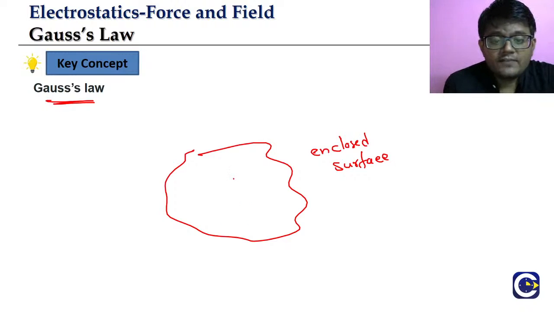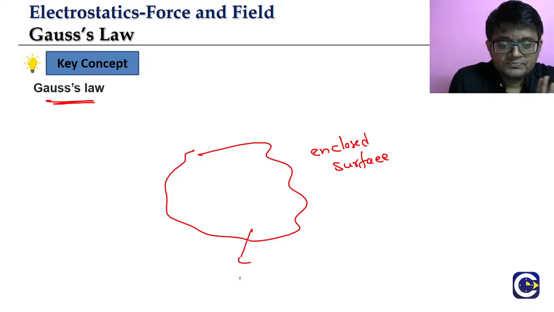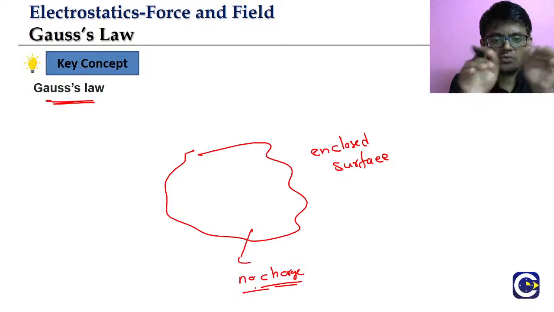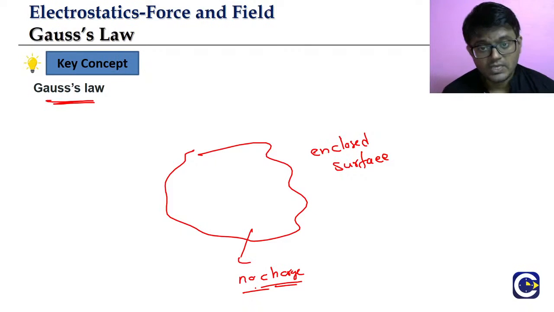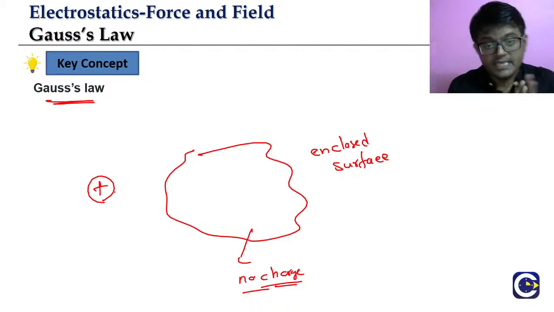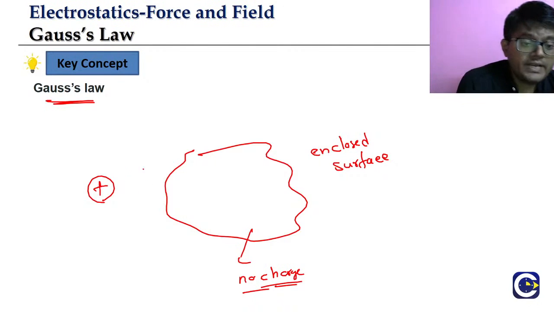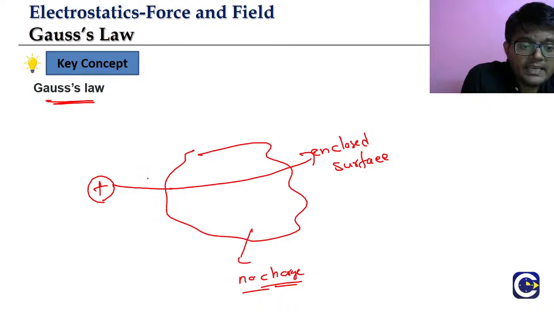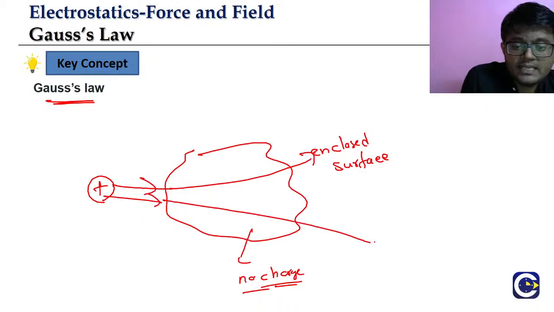On the enclosed surface, inside there is no charge. The enclosed surface has no charge inside. Okay, now look, only outside that surface we are keeping a charge. Then what will happen? Let's say it is a positive charge. What happens? The field lines will be starting from here, going, they will enter from this side and they will be leaving from the other side.